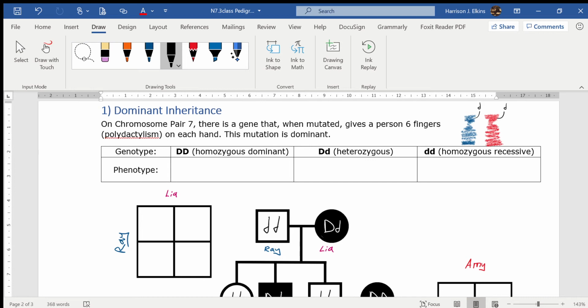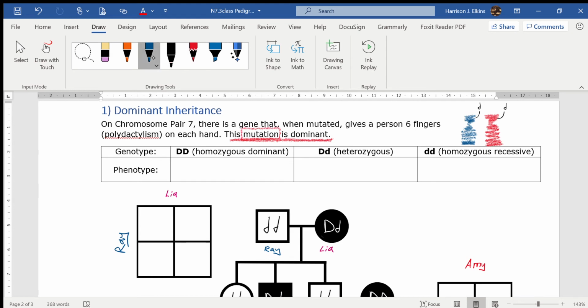So here's a mistake people often make. They often think that recessive means bad. That's not the case. Sometimes recessive is the right gene, and dominant is the bad one. Dominant and recessive don't have to do with good and bad. They just have to do with what covers up what. So here, this says that a person with a mutation that causes extra fingers, that mutation is dominant.